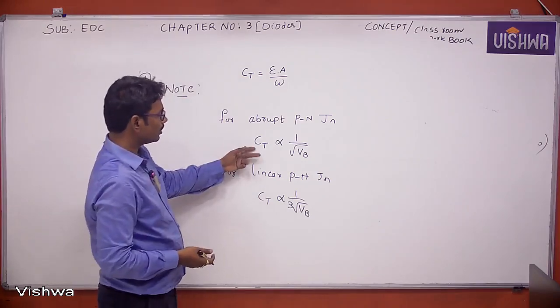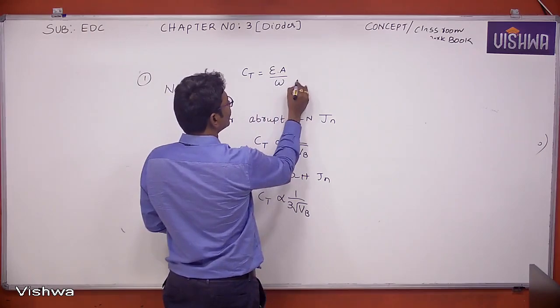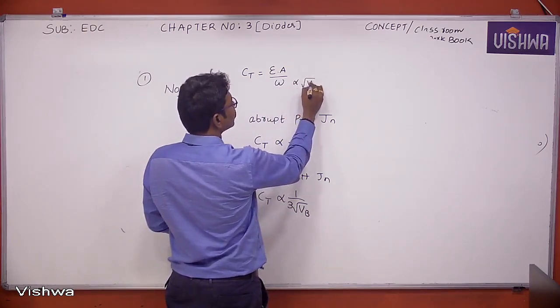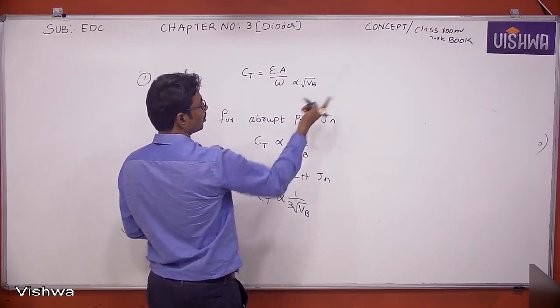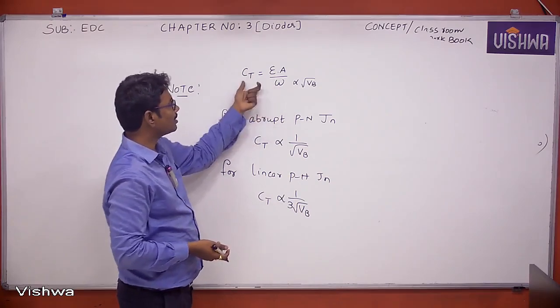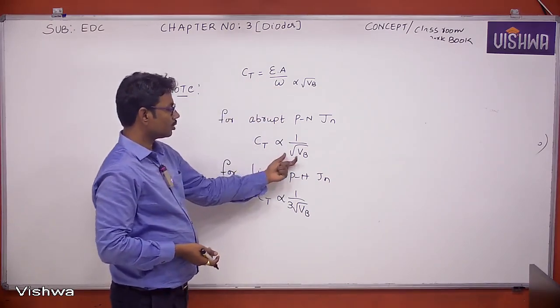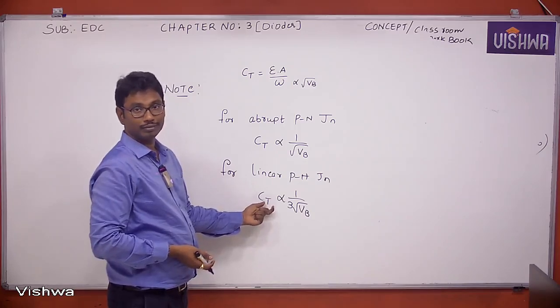See how we got these equations. CT is inversely proportional to W, but W is proportional to square root of VB. In case of linear junction, it is cube root of VB. So the relation between capacitance and voltage: CT is inversely proportional to square root of VB for abrupt, and cube root of VB for linear.